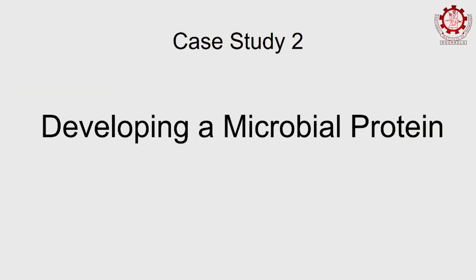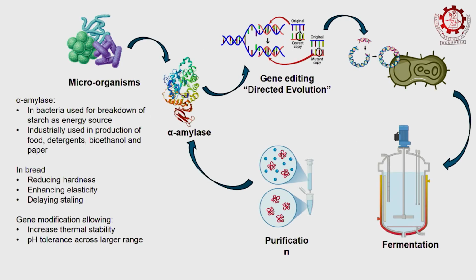The second case study that we are going to discuss on Friday is developing a microbial protein. Now here, we are going to work with alpha amylase. So you are going to produce alpha amylase, which is an enzyme. All enzymes are proteins, but not all proteins are enzymes. So I'm taking the benefit of that and giving you an enzyme. How will you get alpha amylase?